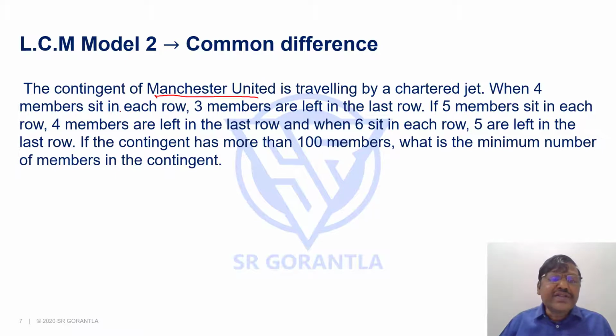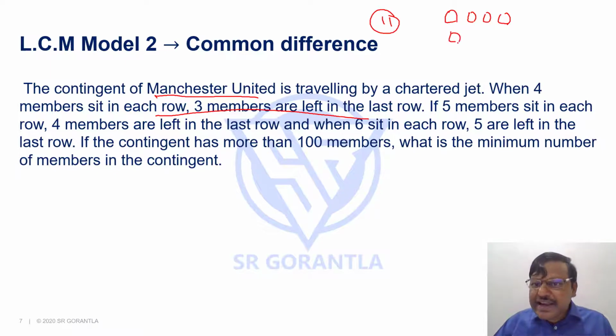What it says, when 4 members sit in each row, 3 members are left in the last row. What does it mean? Suppose I have 11 people here. In the first row 4 people are sitting. In the second row also 4 people sit. Next, in the third row, how many people will sit? Only 3 people. Why? 4 plus 4, 8 gone, only 3 are left.